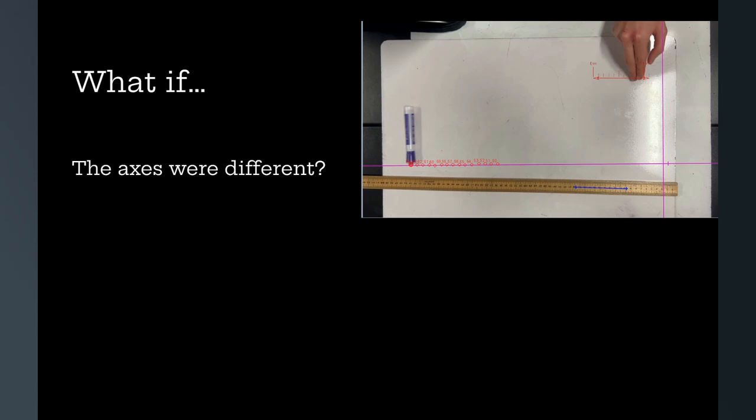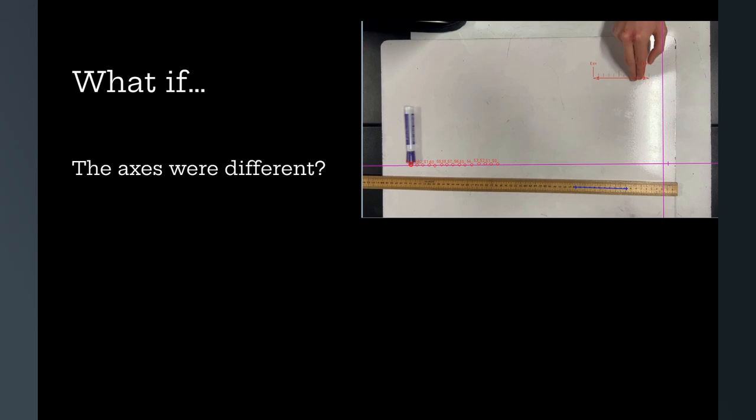What if the axes were different? Well, since we're only looking at the x-axis data and using that to calculate the v-average, it would be smaller if it were on a tilt, and it'd basically be the sine of the angle of the difference between the two axes compared to what it is now.